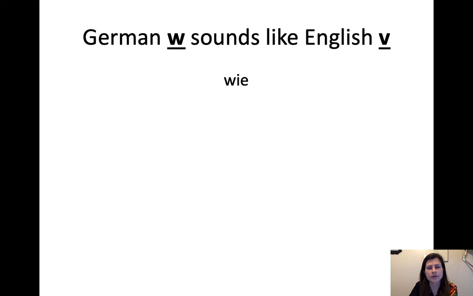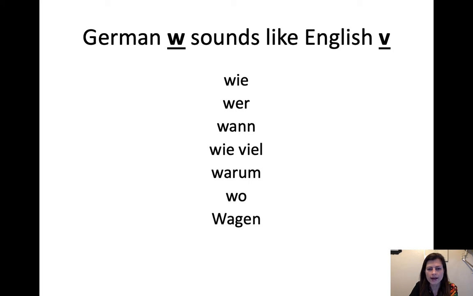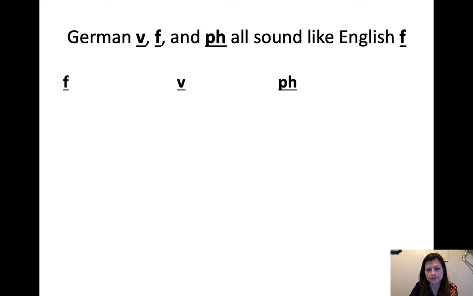Okay, and of course we have some of these. We had a few examples already, but to show you again: wie, wer, wann, wie viel, warum, wo, Wagen, Volkswagen. And then these are all the same. We had the F and the V already, but we need to look at the PH as well. So let's compare all of these.